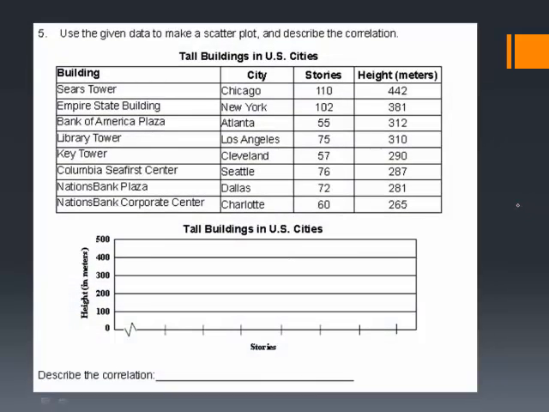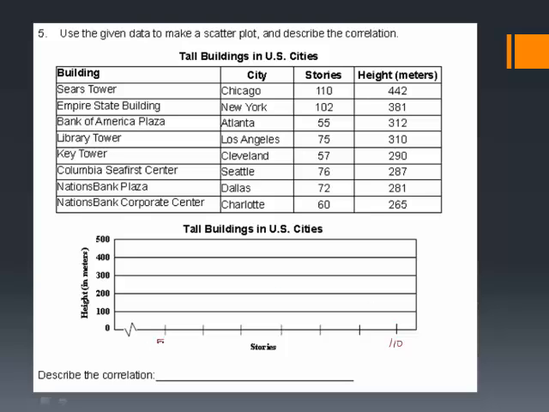Here we're going to make a scatter plot and then describe the correlation. So I have the number of stories across the bottom and the height in meters. Now the number of stories is not labeled, so I need to look. My smallest number is 55 and my largest number is 110. So if I made this line 110, I have 1, 2, 3, 4, 5, 6, 7 lines.